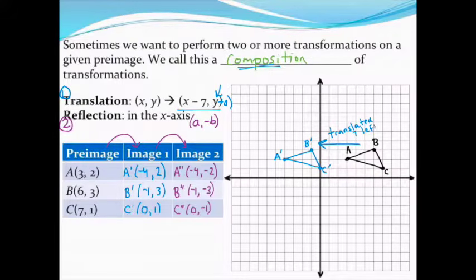So there I can see my first image was translated 7 to the left, and my second image was reflected from the blue triangle. So I've done two transformations. That's what we call a composition of transformations. My figure has been moved two different ways, but it's still congruent to the original.